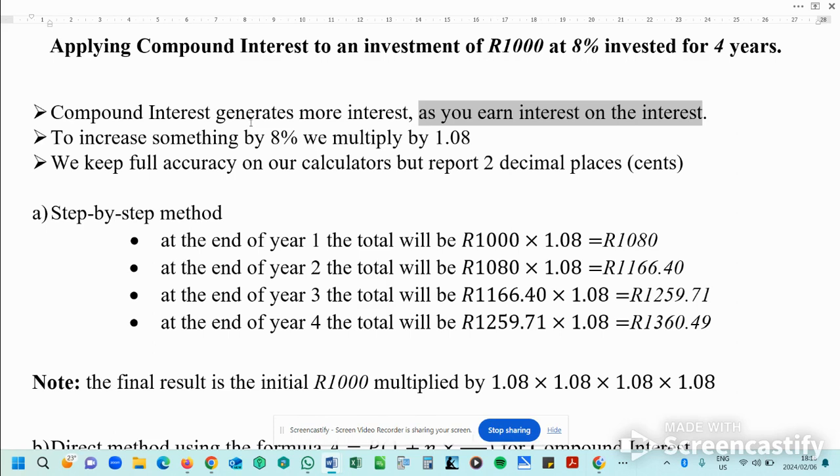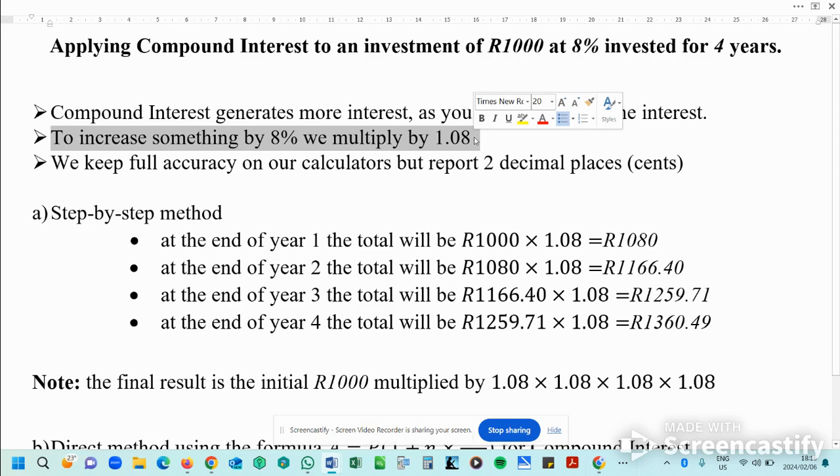But we need to use one extra little bit of information, because to easily increase something by 8%, we multiply it by 1.08, and we have to remember that. The other thing to remember is that when you're using your calculator, try not to remove the numbers and retype them, just leave full accuracy on your calculators. But when you write down a number, round it to 2 decimal places for money, and that represents the number of cents. So here's the step-by-step method to apply compound interest in this particular case.